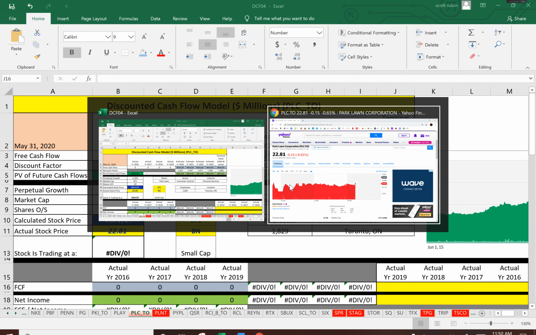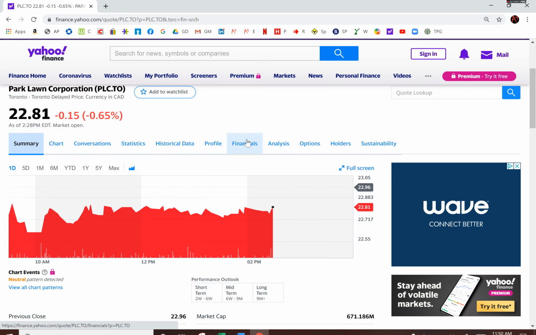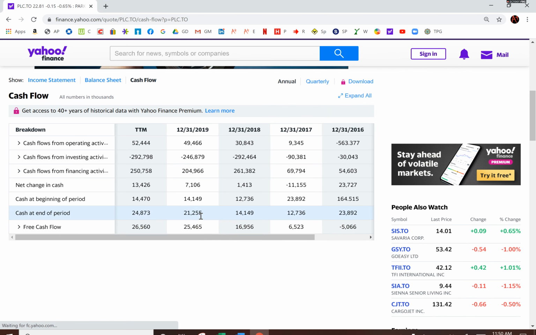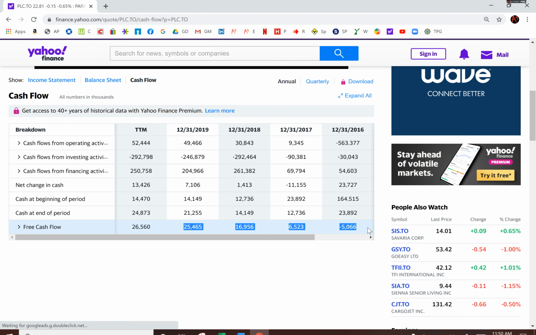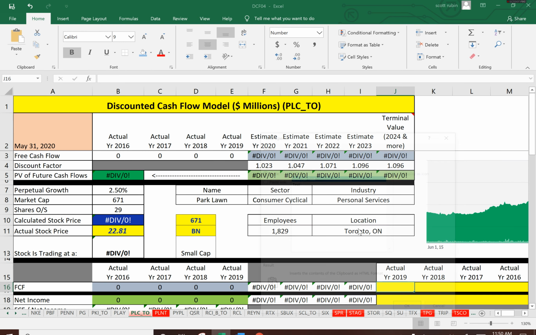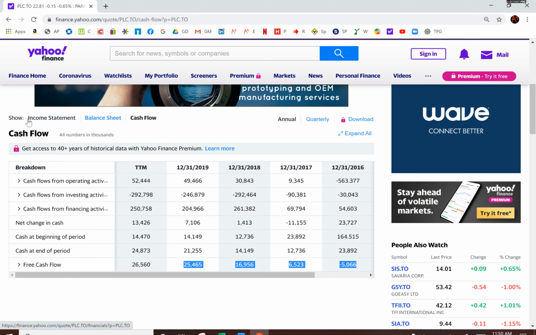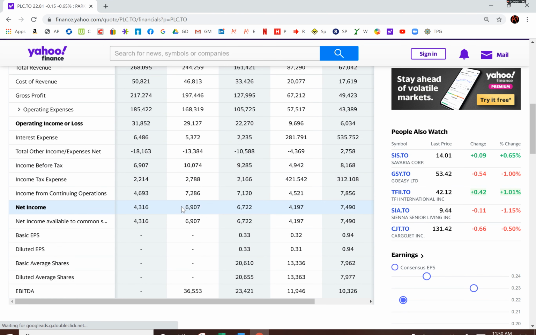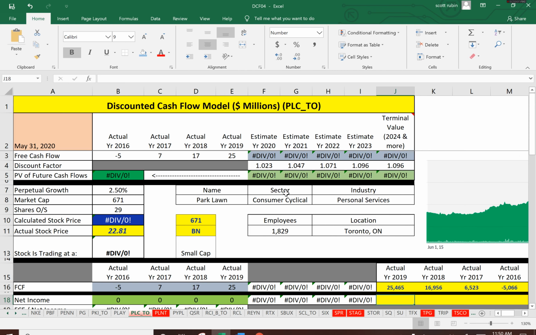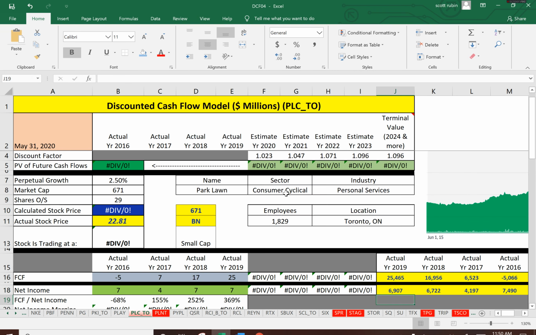Now we're going to get the actual free cash flow. We'll go to Yahoo Financials, cash flow, and then pull the free cash flow. There's one negative number in there, but everything else is positive. Net income is next. That's on the income statement, and that's the profit and loss for a given time period.